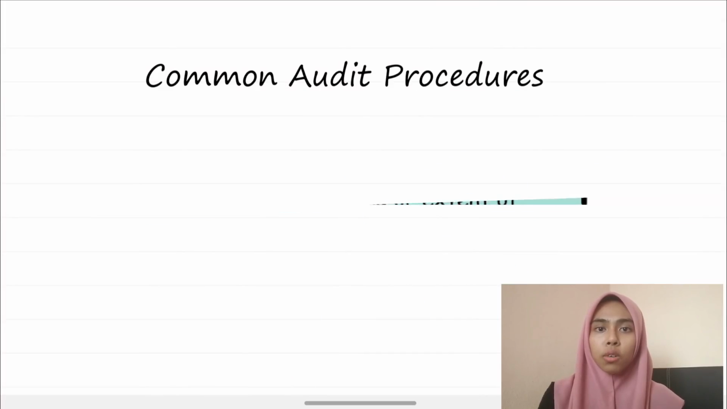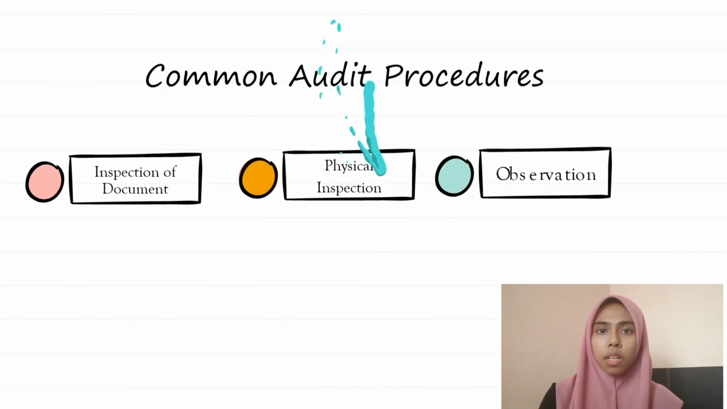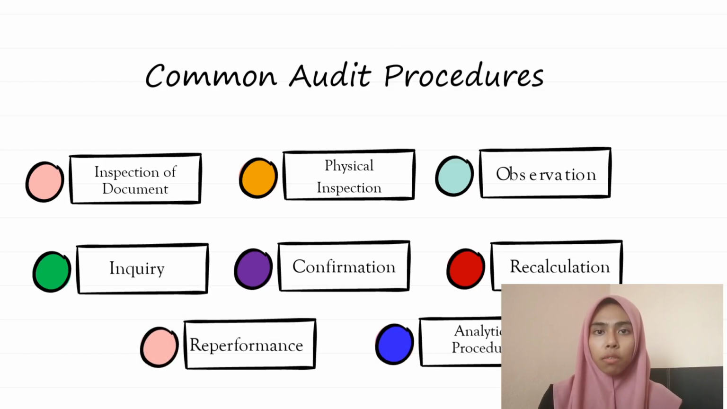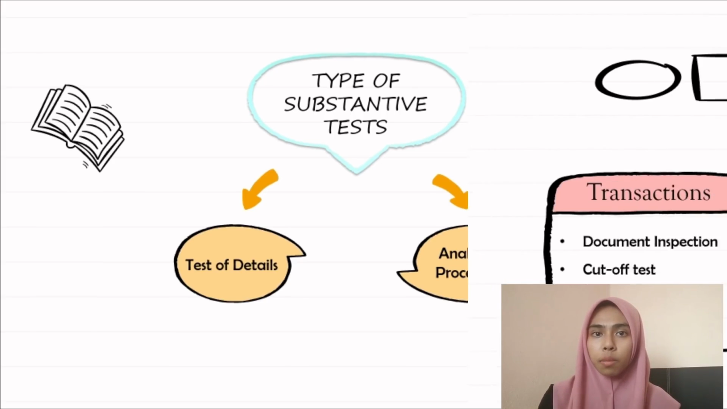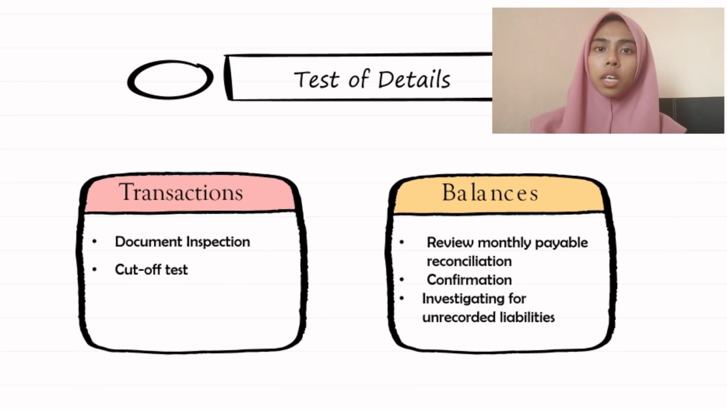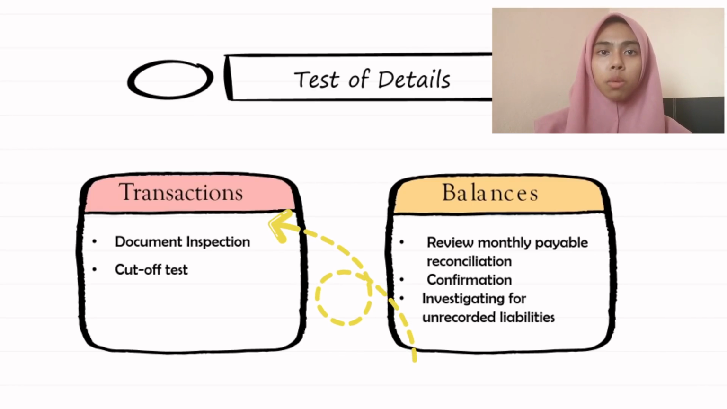There are 8 methods used to obtain evidence in performing substantive procedures, which are inspection of document, physical inspection, observation, inquiry, confirmation, recalculation, reperformance, and the last one is analytical procedure. And then we have 2 types of substantive tests, which are test of detail and analytical procedure. Test of detail is divided into 2, which are test of detail of transaction and test of detail of balance. For transaction, we will focus on document inspection and cut-off test.